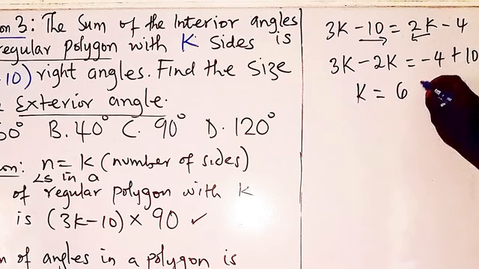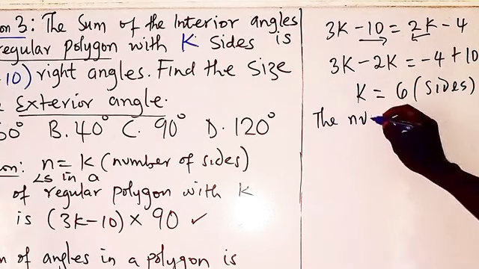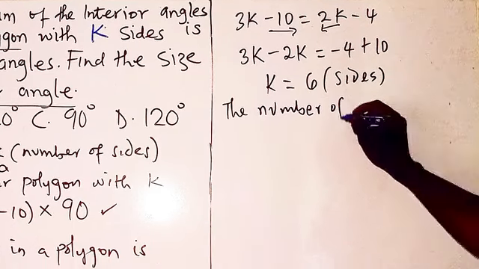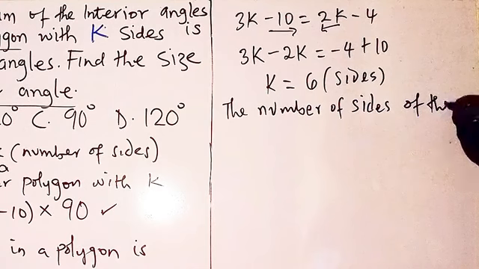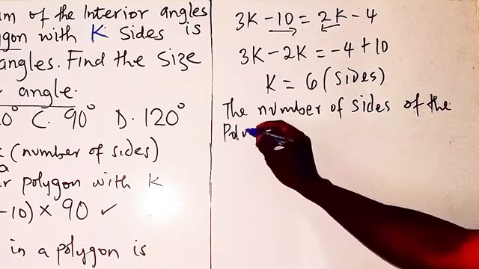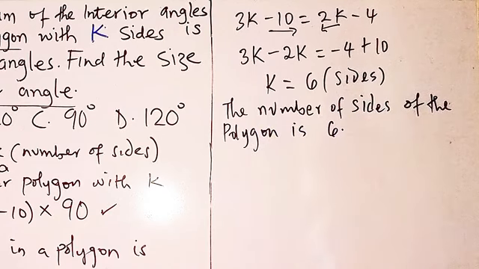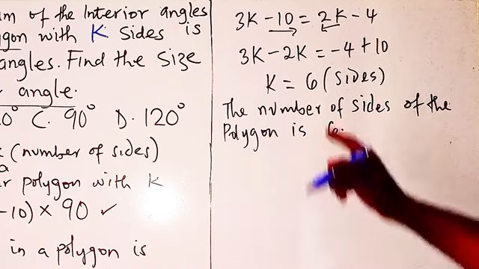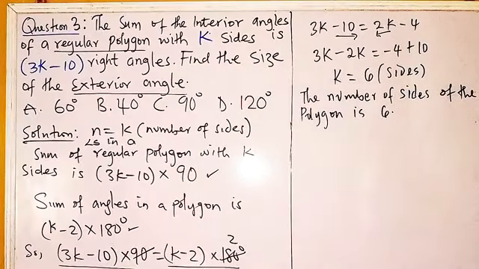6. So we have the size, that is the number of sides. Therefore, the number of sides of the polygon is 6. Right? So since the number is 6, now what they ask us to find is the size of the exterior angle.